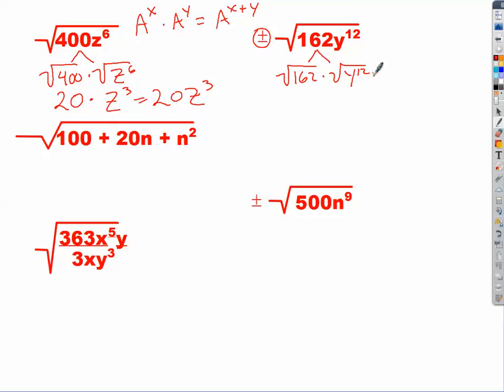Now let's deal with the easy part. What times itself is y to the 12th? Y to the 6th. So the square root of y to the 12th is simply y to the 6th. I'm going to write this over here. Y to the 6th. Is there a number that goes into 162 that is a perfect square? So does 162 have a perfect square factor?